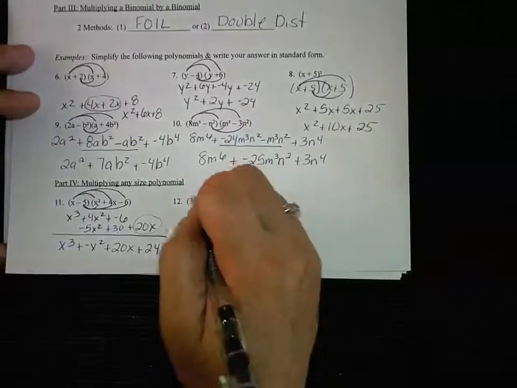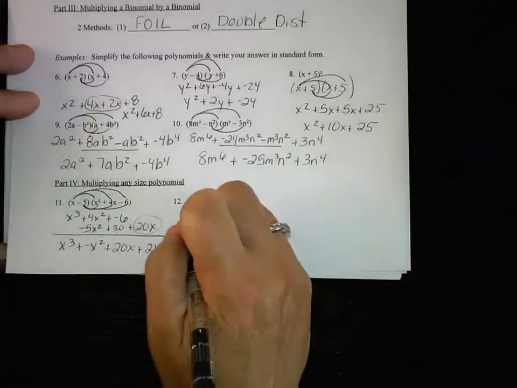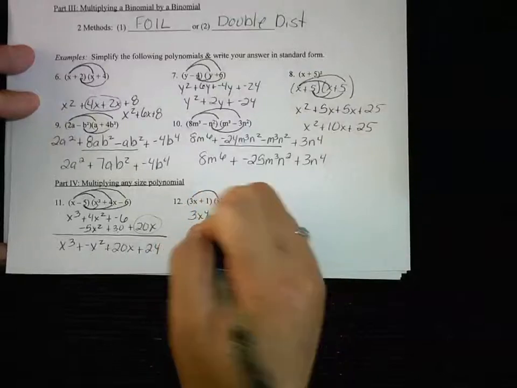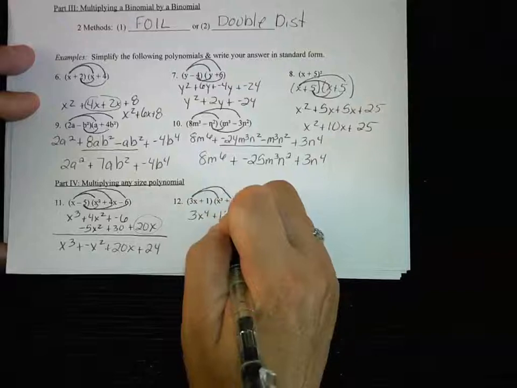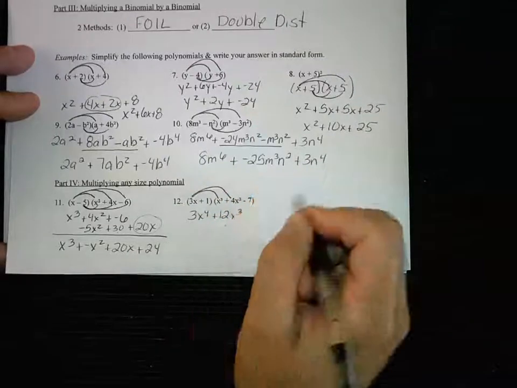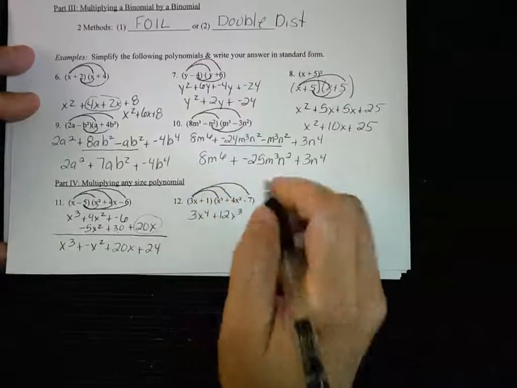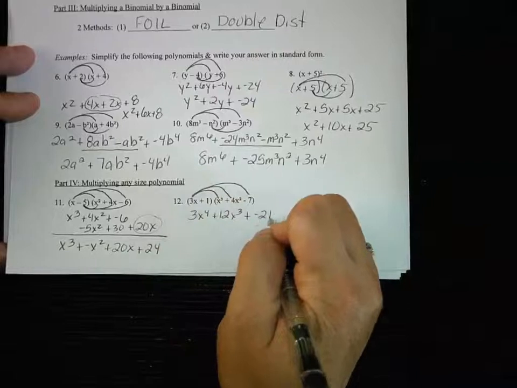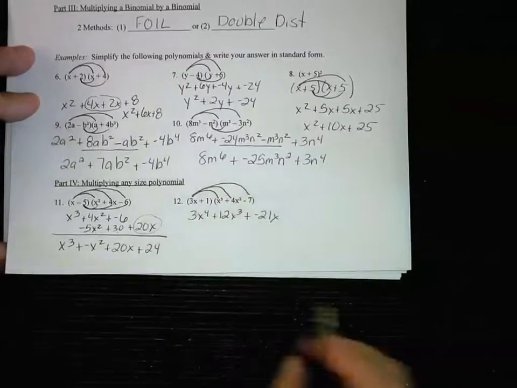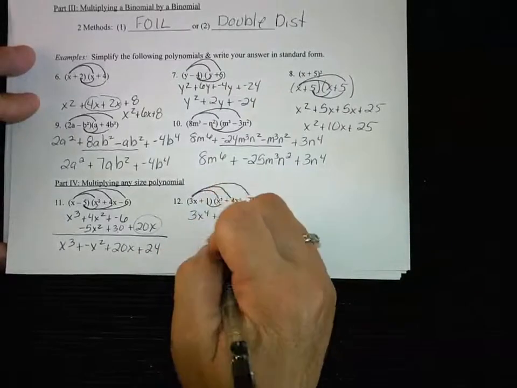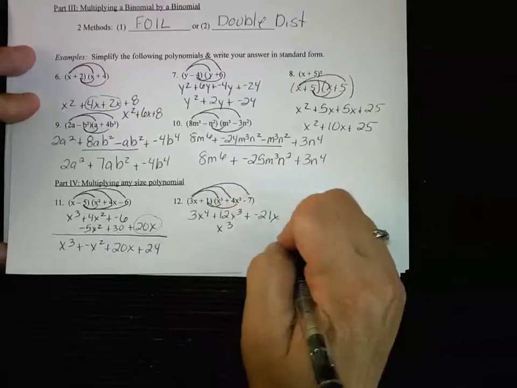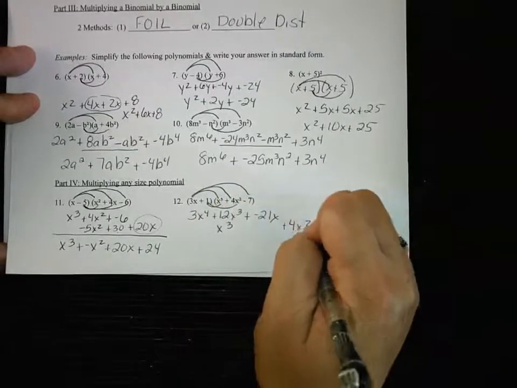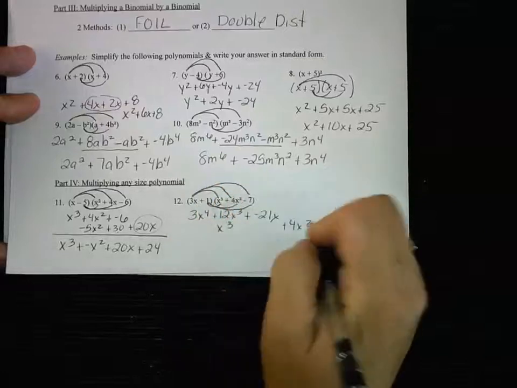Number 12, distributing, you have 3x to the fourth. Distributing 12x to the third. And our last distribute will be a negative 21x. Here we will have an x to the third, a 4x squared, and then a negative 7.